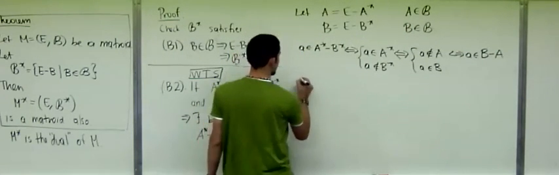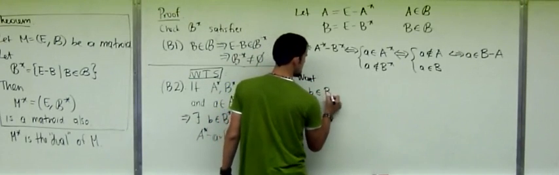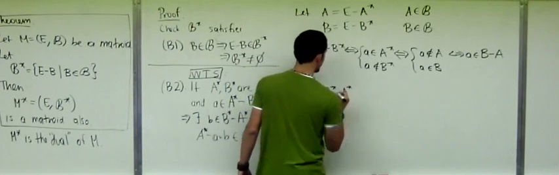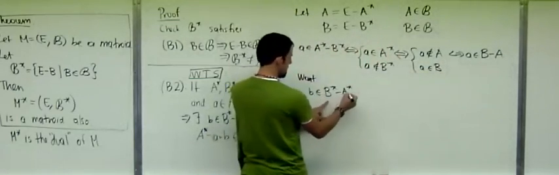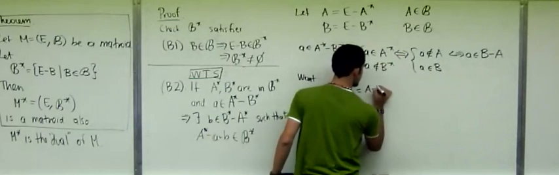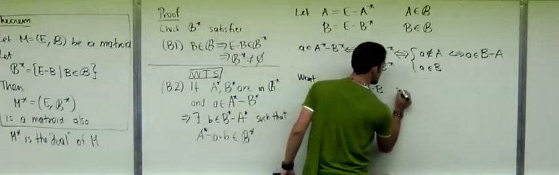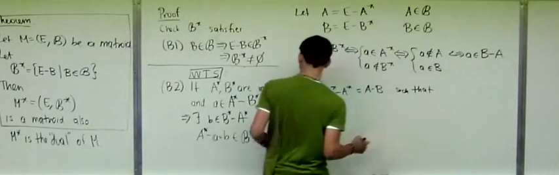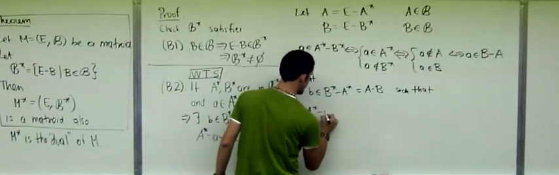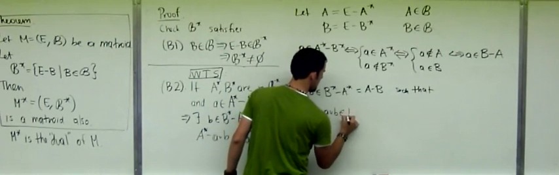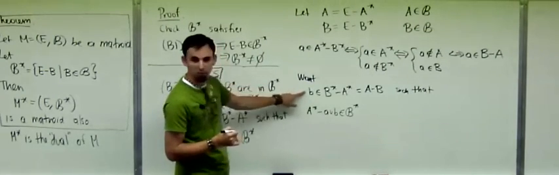What am I looking for? I want an element B in B star minus A star. And by the same argument, if A star minus B star is B minus A, then that means that B star minus A star is A minus B. I want to find a B in A minus B such that the conclusion that I want is this one. A star minus A union B is in B star. This is the B that I want to find.